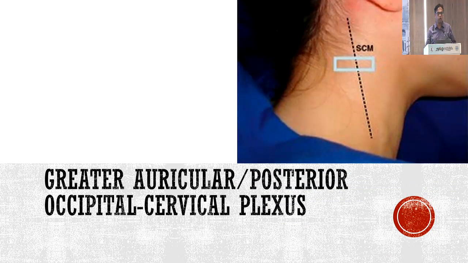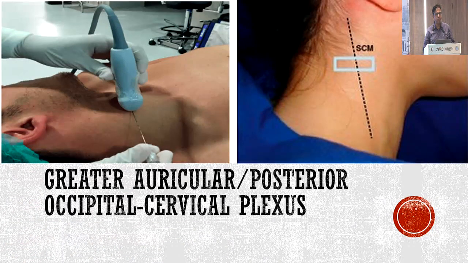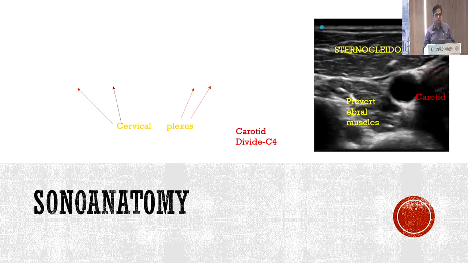Lastly, it is the greater auricular and the posterior occipital nerve, or the cervical plexus nerves. So we are putting the probe in a transverse view over the carotid, and then moving up to get to the point where we are able to see the division of the carotid artery into external and internal branch. So first of all, we have to look into this muscle, sternocleidomastoid.